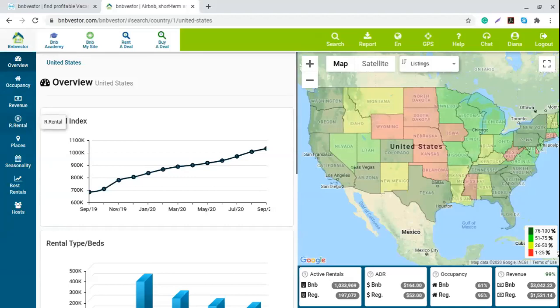Let me explain. B&B will show you B&B properties, okay? But it will also show you the difference between properties that are regular rentals, people that are renting their homes monthly with a contract or maybe for a year entirely, okay? So it will show you the difference between those two. You can also see places, seasonalities, best rentals, and hosts, okay? How these hosts are making money, passive income, okay, based on B&Bs.